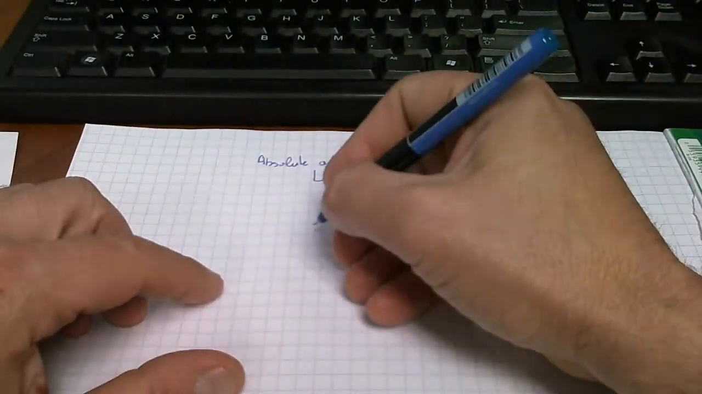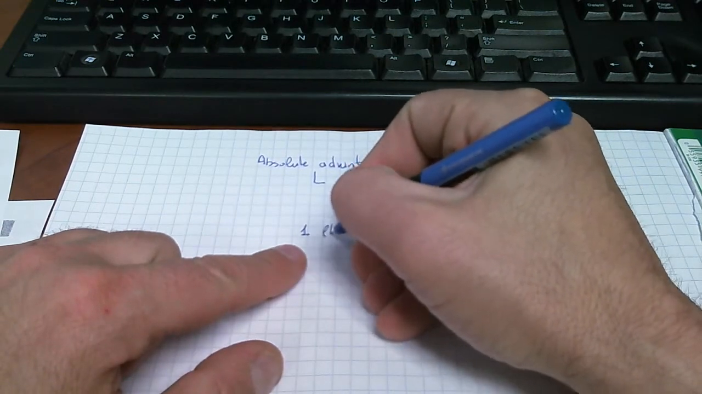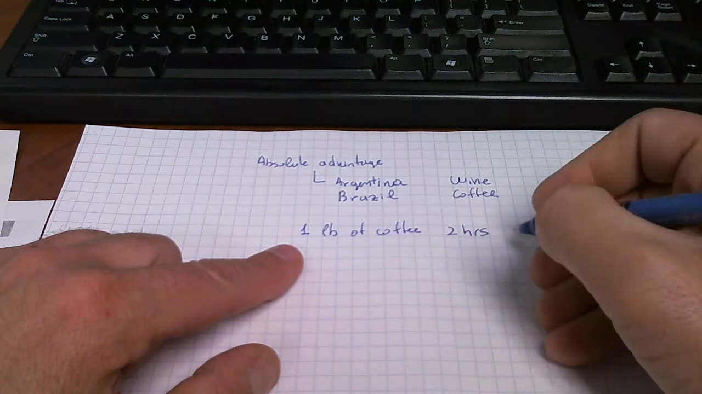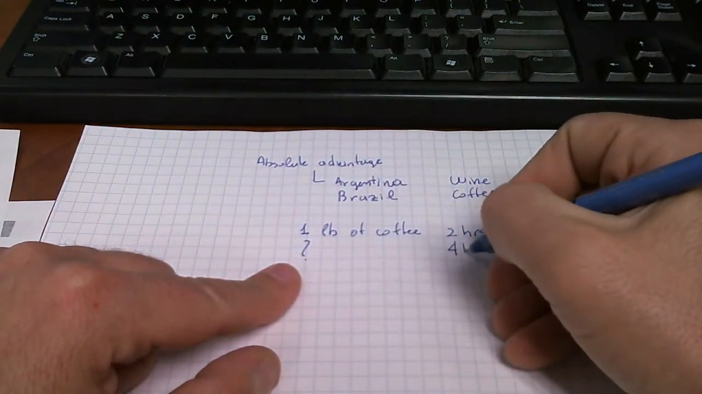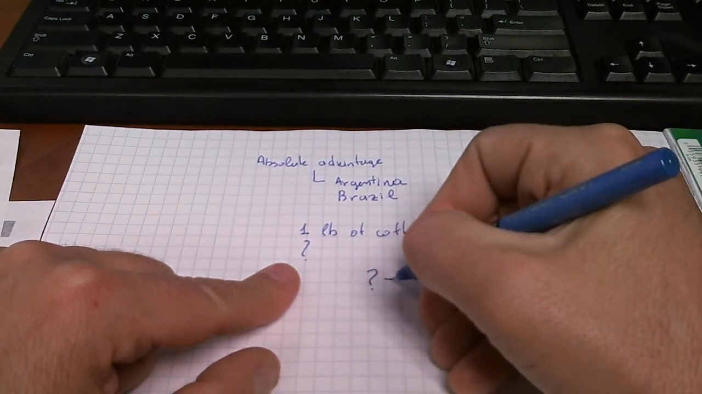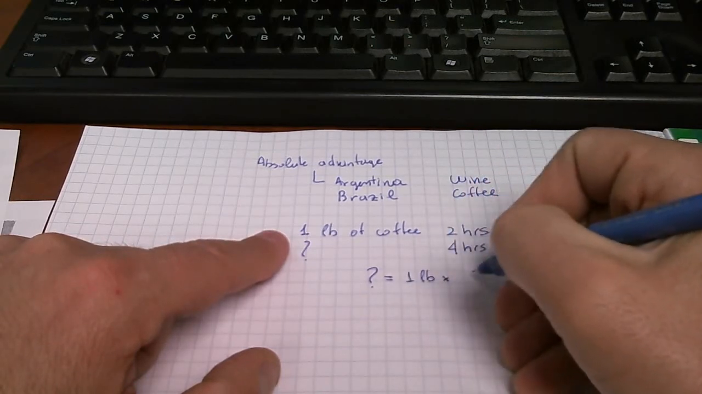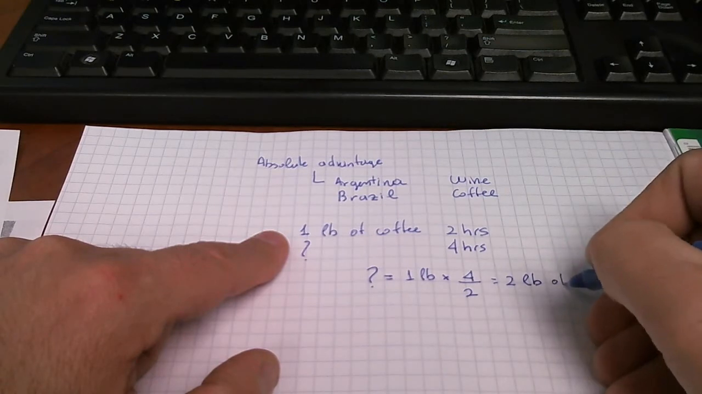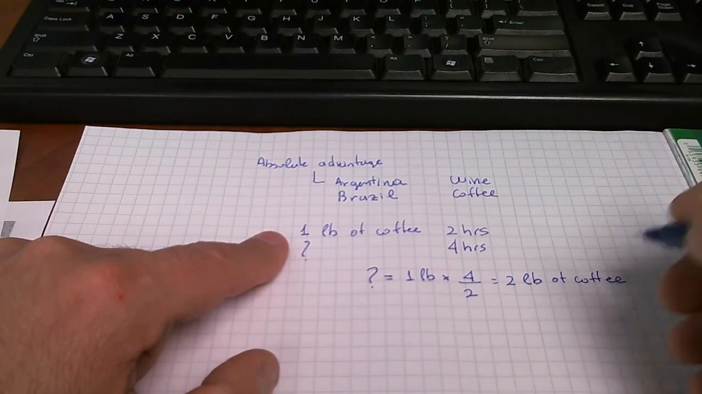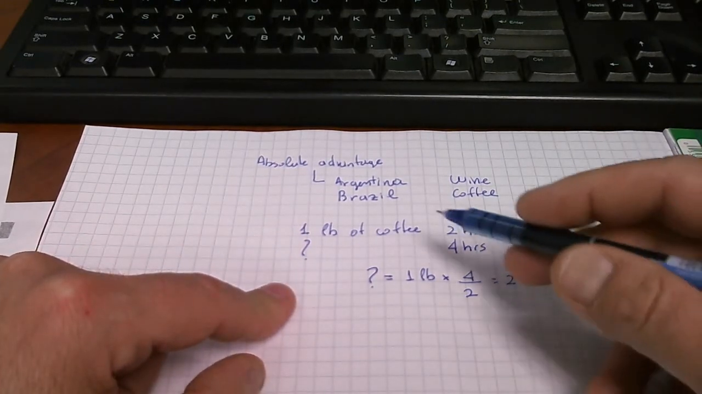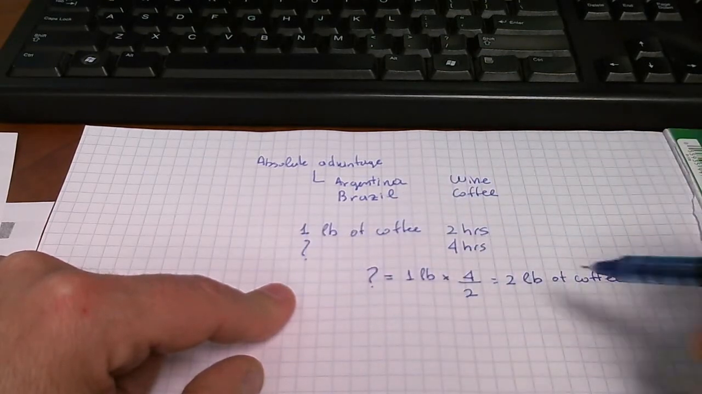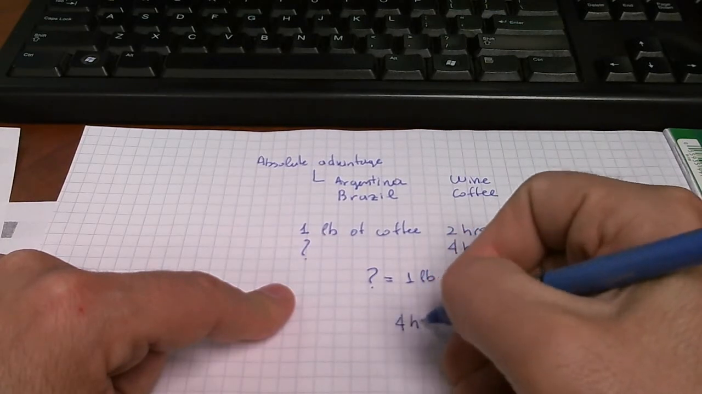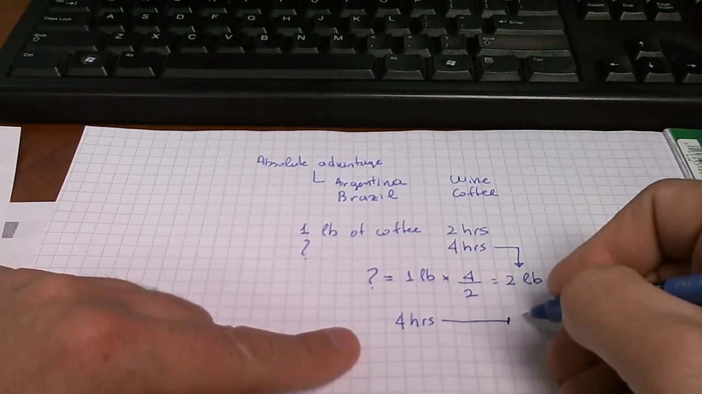So we have to put it in the same amount of hours. The way to proceed is as follows. For Argentina, 1 pound of coffee requires 2 hours. How many pounds of coffee for 4 hours? The question mark here is equal to 1 pound times 4 over 2, and you get 2 pounds. Well, that's easy here, but sometimes it's not easy because it's not 1 pound, but more than 1 pound, or less than 1 pound, etc. So 4 hours, 2 pounds of coffee. 4 hours, we have one bottle of wine.